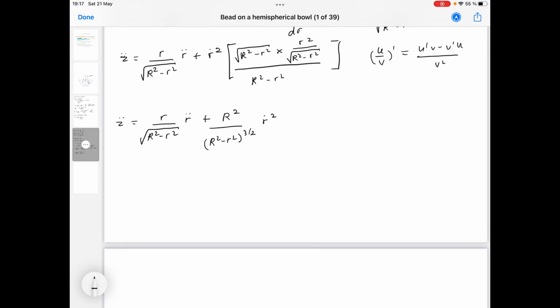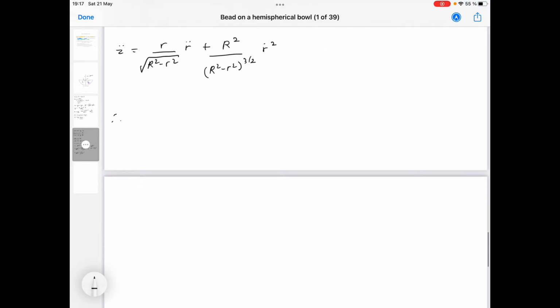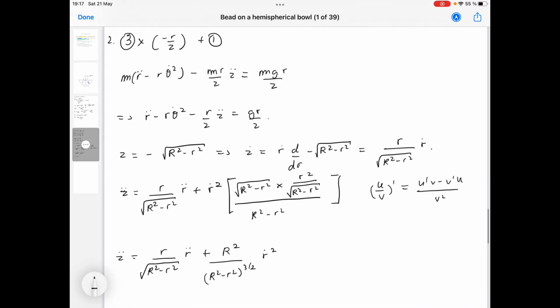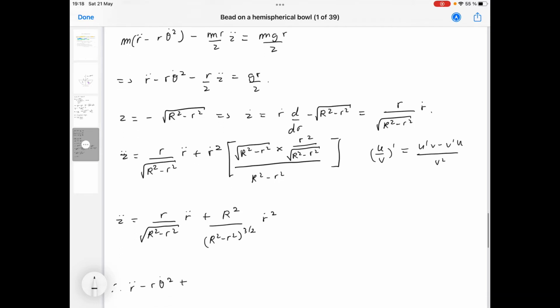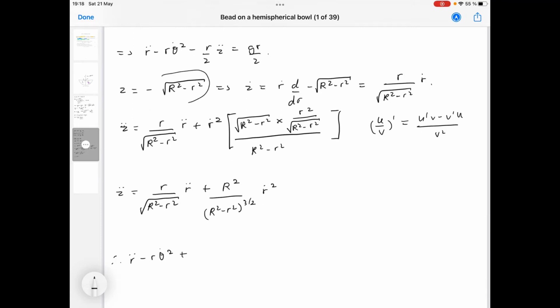And so what we can now do is we can insert this into our equation. So therefore, we get that r double dot minus r theta dot squared plus, so let's look at what we have. We have a minus r over z, so that will become a plus because z is minus some square root, so z is minus this square root.